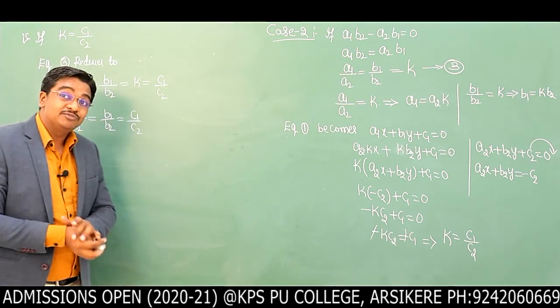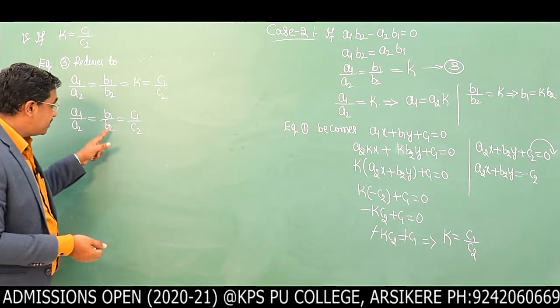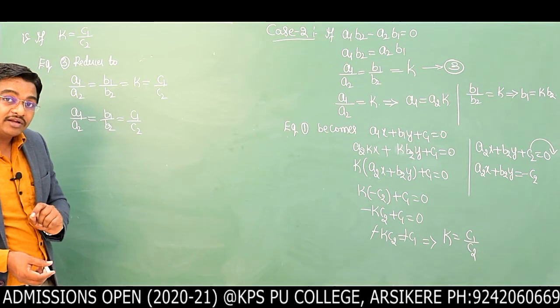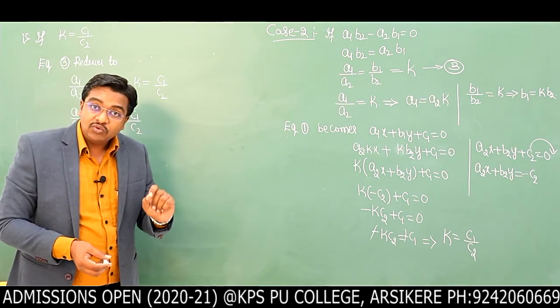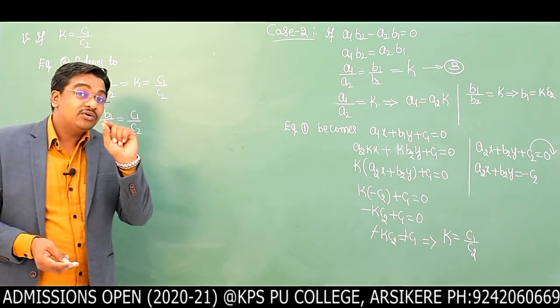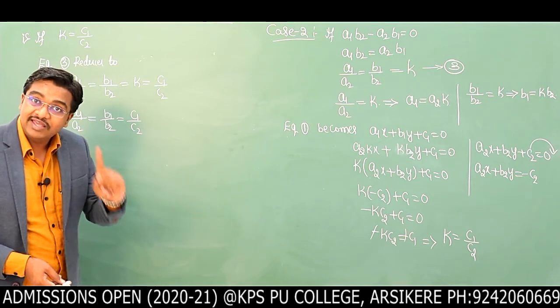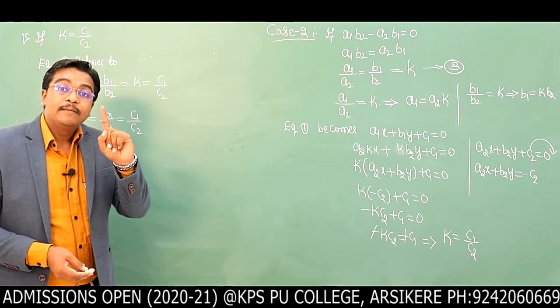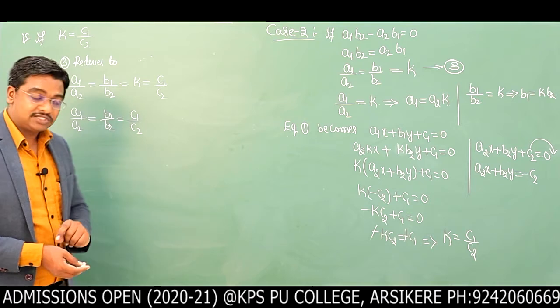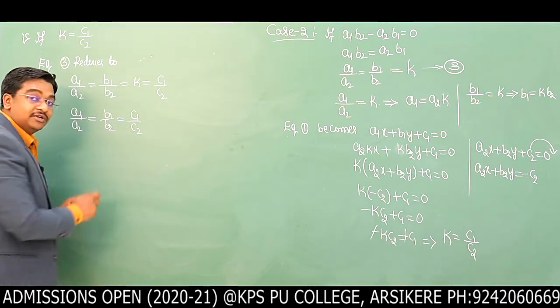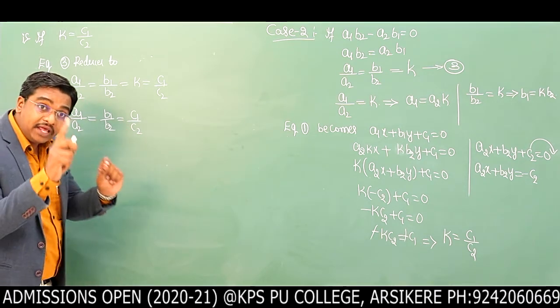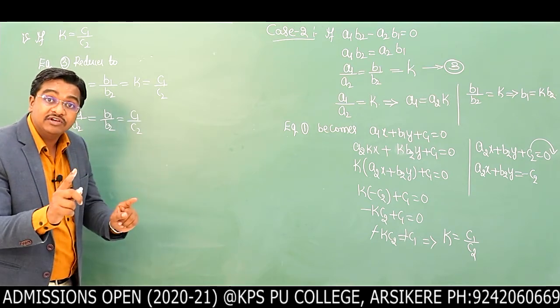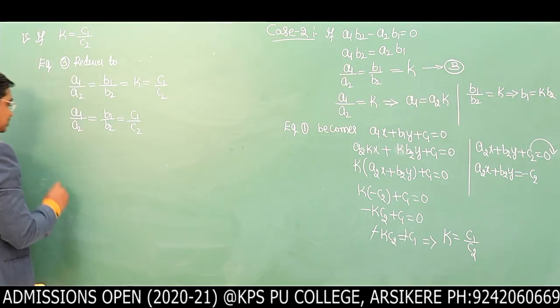Just observe the previous class, just remember previous classes. In the graphical method, when a1 by a2 is equal to b1 by b2 is equal to c1 by c2, in that case we get, very good, coincident lines. Coincident lines means what is the solution here? The given pair of linear equations has infinitely many solutions.